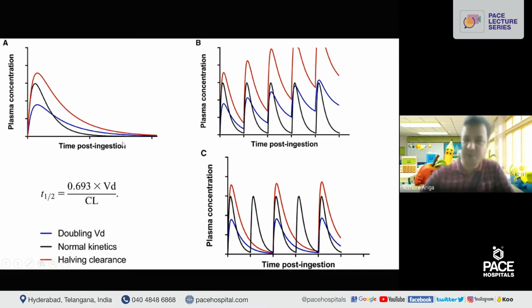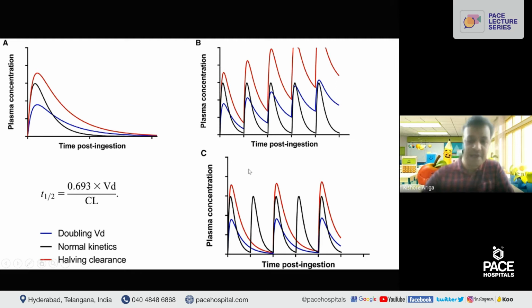So this is important. If we don't take into consideration these changes, and we give the drug at the same interval, in the normal person with the black line, the drug will reach the baseline. If we give again, it will increase in level and reach the baseline. But in patients with doubling of the volume of distribution or a halving of the clearance, you can see that the levels gradually accumulate, especially in patients with decreased clearance. The levels will go very high to toxic levels when compared to the volume of distribution, where the levels still go high.